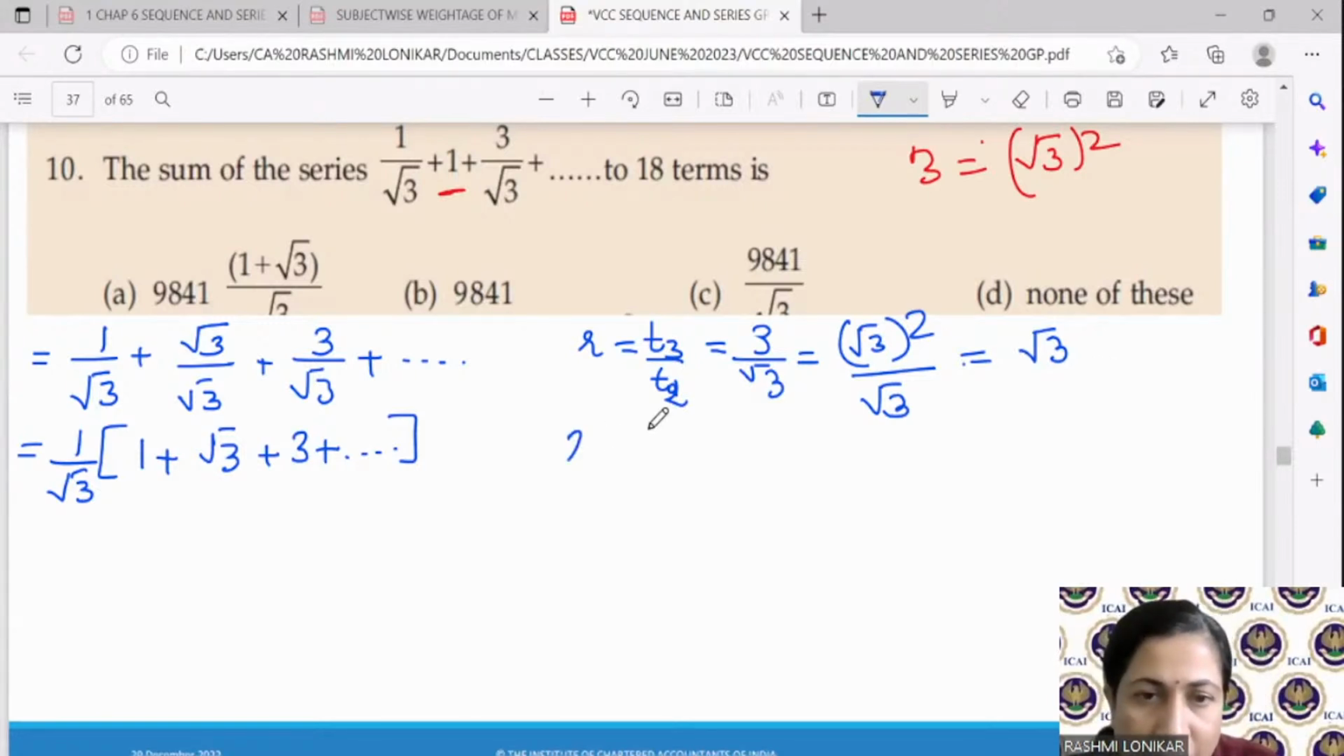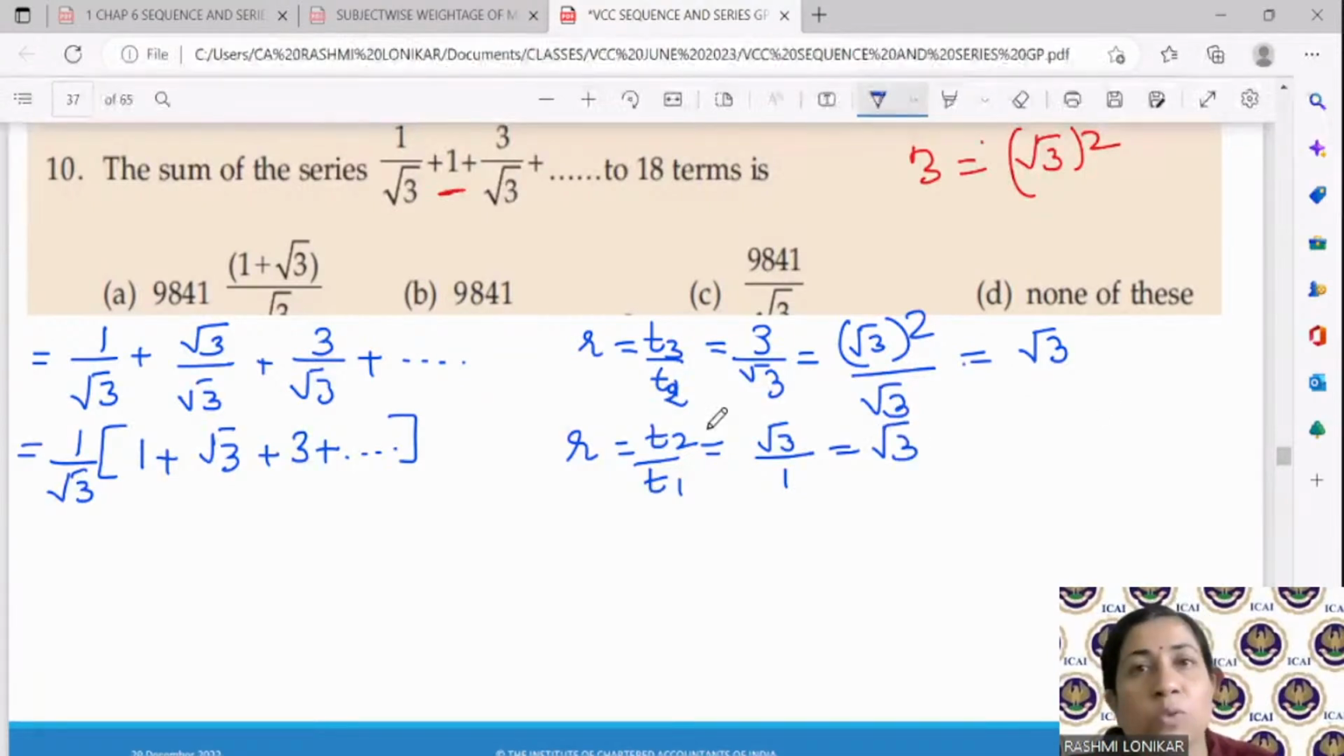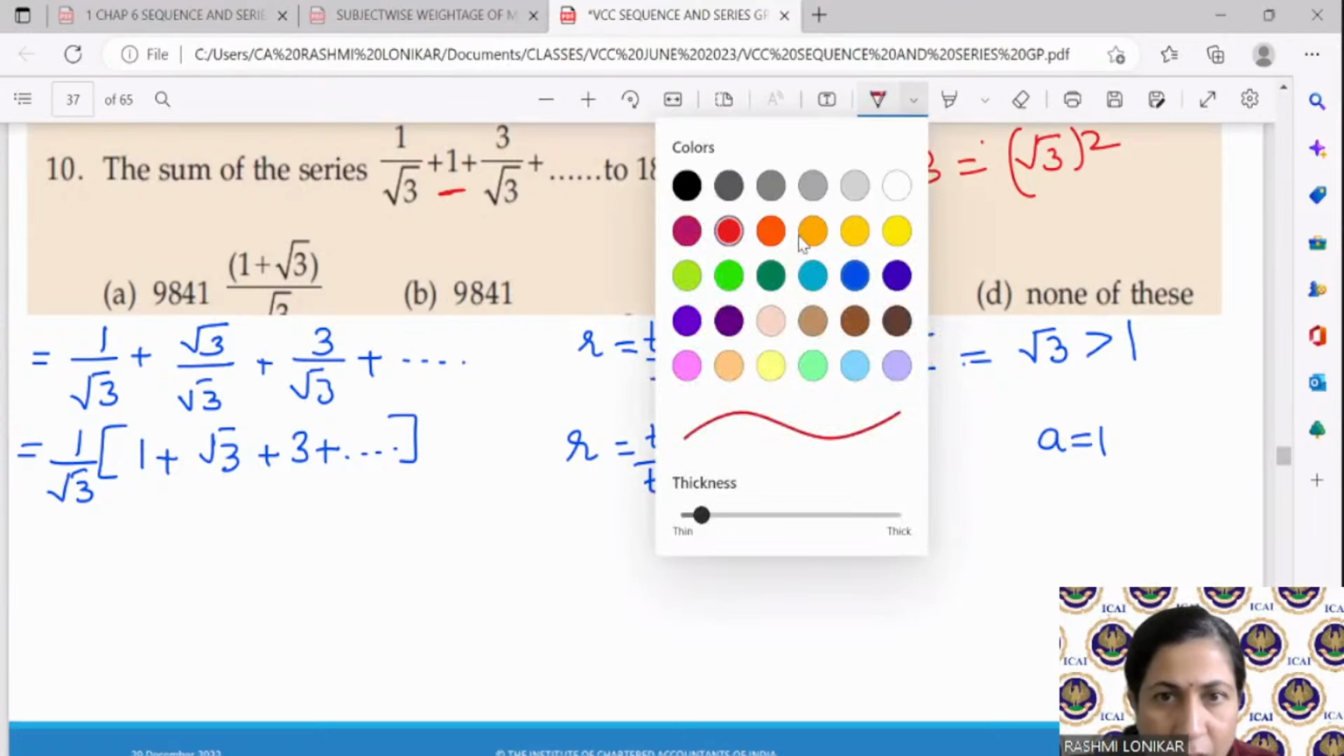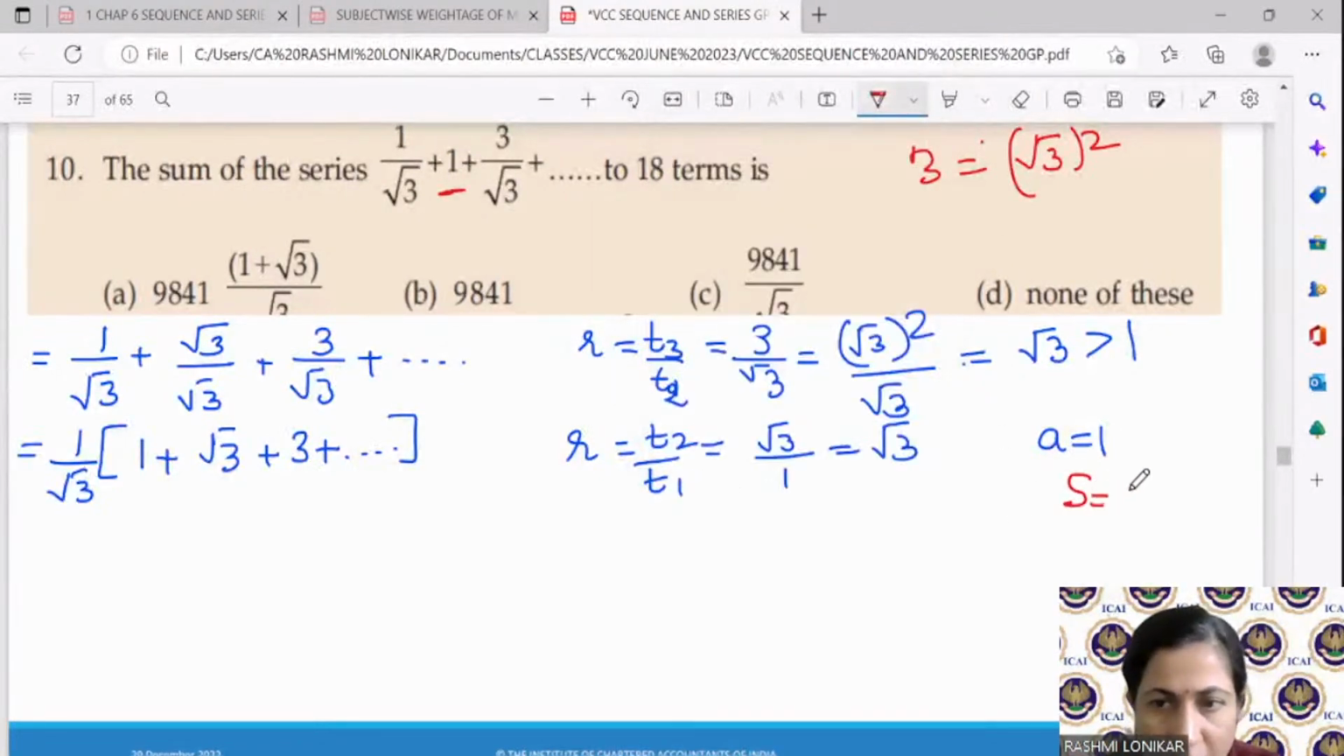Now also let me check T2 upon T1. What is T2? Root 3. What is T1? 1, which is equal to root 3. So R is root 3. What is A? A is 1. So root 3, is it greater than or less than 1? It is greater than 1. You can put on your calculator 3 and then press the square root button. It is 1.73. Okay, so 1.73 is greater than 1. So I will use S is equal to A into R raised to N minus 1 upon R minus 1.